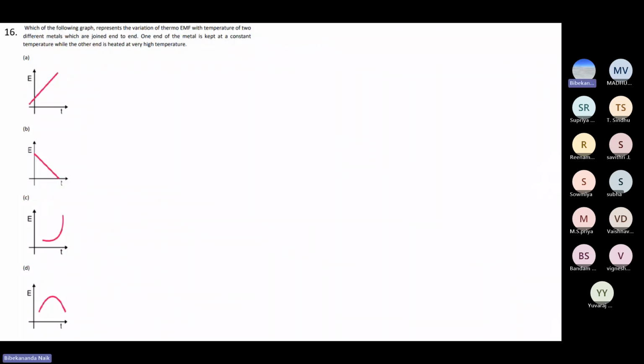Then the question says, which of the following graphs represents the variation of thermo EMF with temperature of two different metals which are joined end to end. One end of the metal is kept at a constant temperature while the other end is heated to a very high temperature. So can anyone tell me what will be the correct option? Yes.